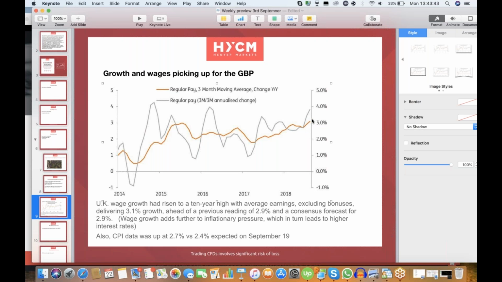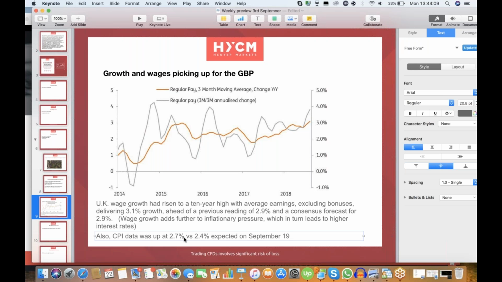Now, when you have wage growth, that adds to inflationary pressure, which in turn leads to higher interest rates. That's the chain. Rising wages leads to rising inflation, which leads to higher interest rates. And of course, when interest rates increase, the pound, the currency, appreciates as well. So that is the sequence of events. And surprise, surprise, the CPI data, that's the inflation data, was up at 2.7% versus 2.4% expected on September the 19th.